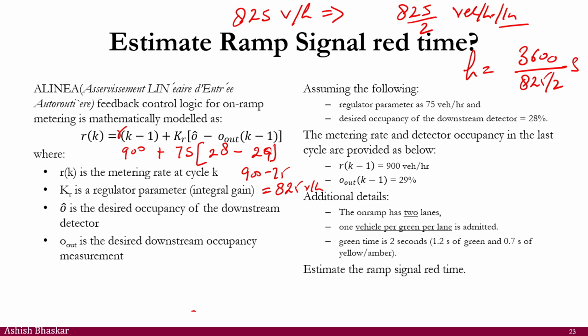8.7, let's say, right? And you're going to give a green for 2 seconds. So this turns out to be 8.7 seconds. And because you're giving a green for 2 seconds, your red time should be 6.7 seconds, right? Okay, with this one. That's one way of looking at it.